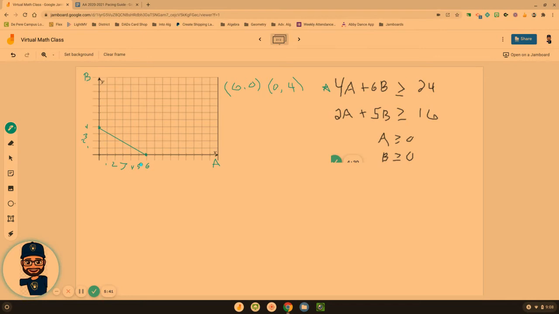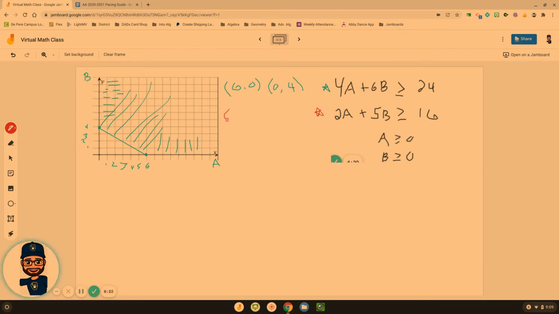Now let's test the point 0, 0. 0 plus 0 is greater than or equal to 24? 0 is greater than 24. Not true. So it's going to be everything this way. Notice I'm not going to go below the x-axis, and I'm not going to go past the y-axis because I know those are part of the constraints in this problem. I have to have positive bag values, okay? It's a little bit different here because we're going the opposite direction of what we've been used to. Now let's look at the second inequality, 2A and 5B.